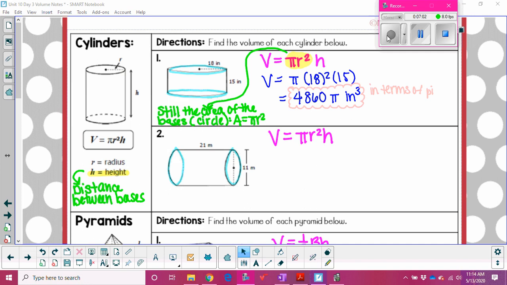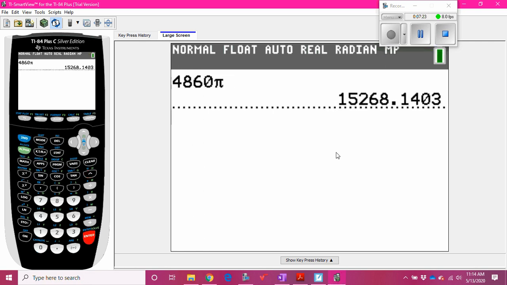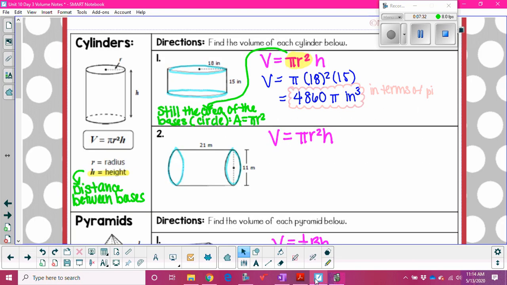We're also going to get an estimation to 2 decimal places. So in your calculator, type in 4,860 times pi. I want to make sure that we're doing the calculator correctly. So we have 4,860 times pi, and click enter. We're going to round this to 2 decimal places, so it'll be 15,268.14. I'm going to write that down. This is an estimate, that's what approximately means: 15,268.14 inches cubed.